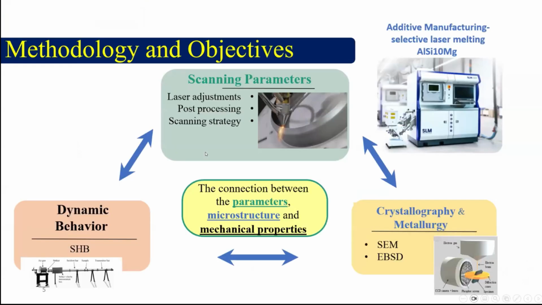So the main objective of my PhD was to find a correlation, find the connection, between the scanning parameters, such as the laser adjustment and scanning pattern, and post-processing, to the dynamic behavior and the microstructure and crystallographic orientation. And again, the idea was to find a connection between them.